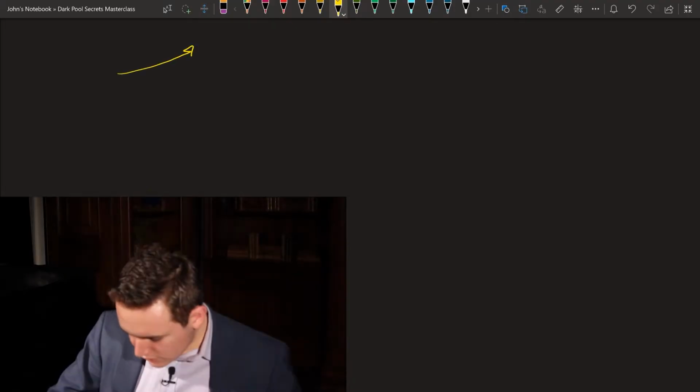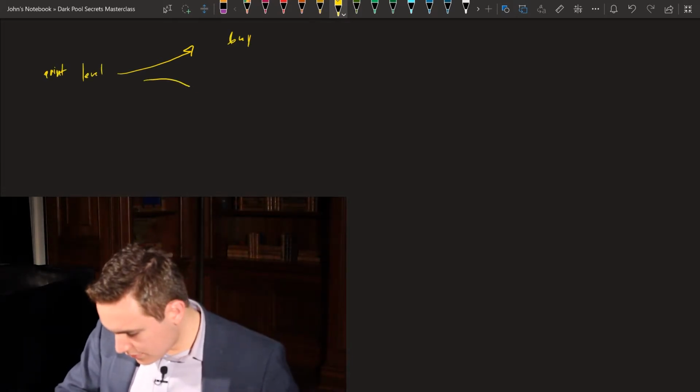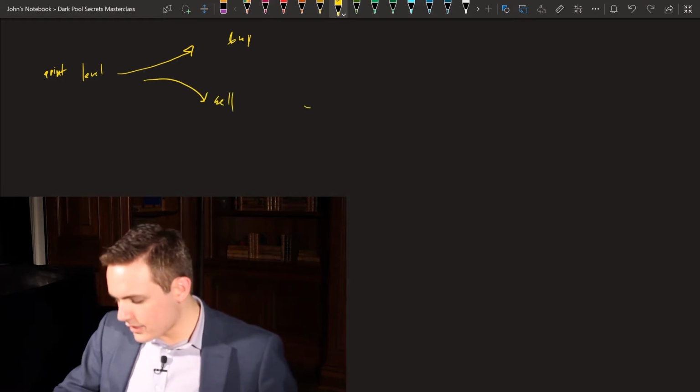Basic foundation is that if it goes up, whatever the price level it is, the print level, if it goes up, then you buy. And if it goes down, then you sell. Now the key is, how do we actually figure out what these price levels are?